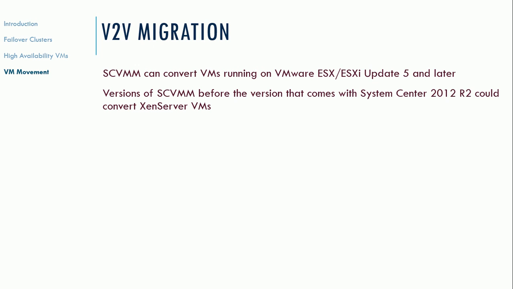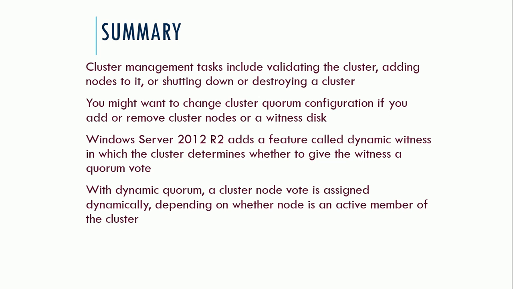So virtual to virtual. SCVMM can convert VMs running on VMware ESX update 5 and later to the Hyper-V format. They could previously do Xen Server, but that's no longer supported. And Xen Server is really not very popular anymore. I think the vast majority of organizations are running VMware ESX or ESXi right now, or the free community version of VMware ESX. But if you have Xen Server, it looks like you've got at least a fighting chance of that working.